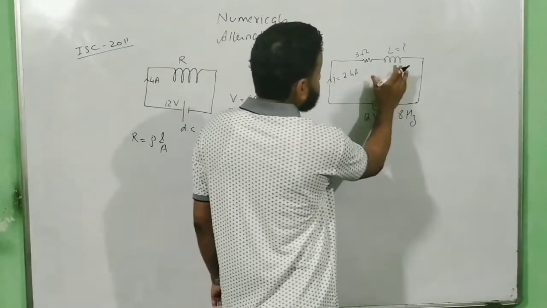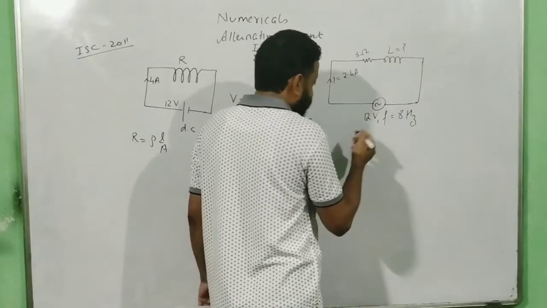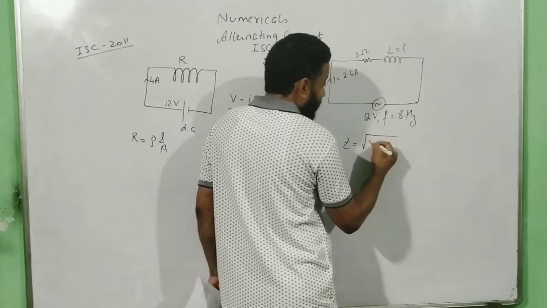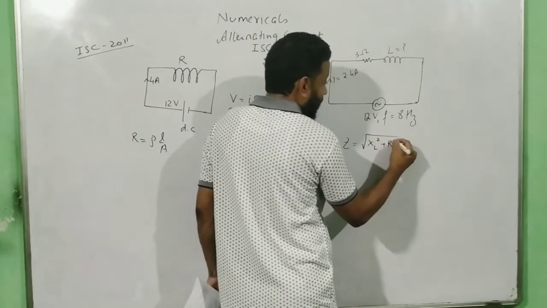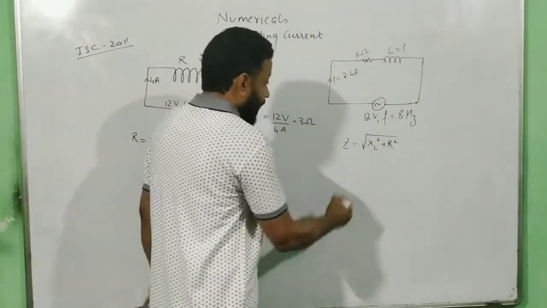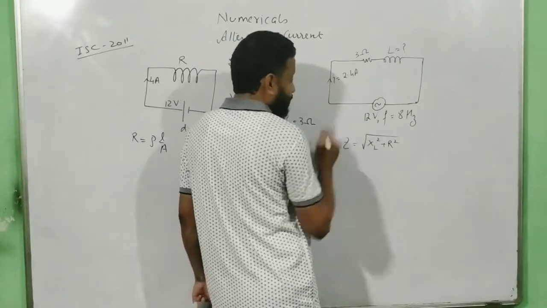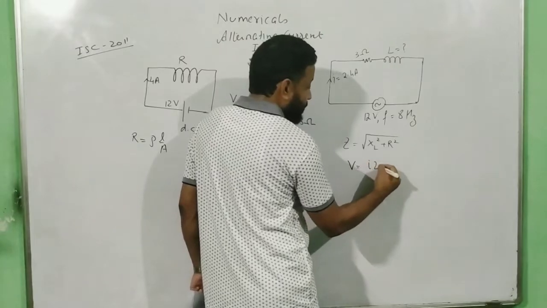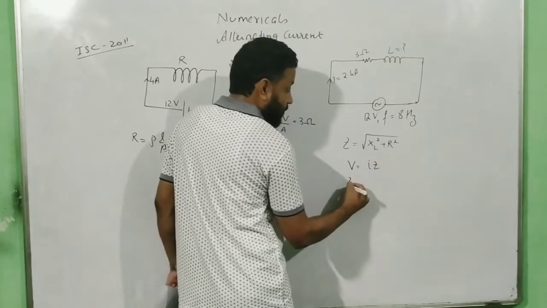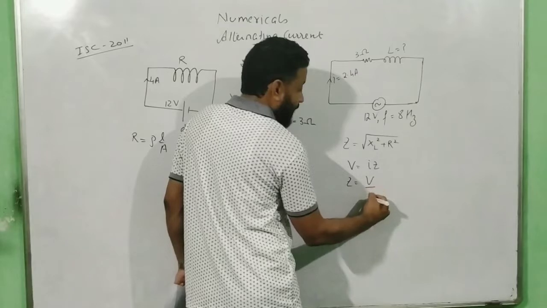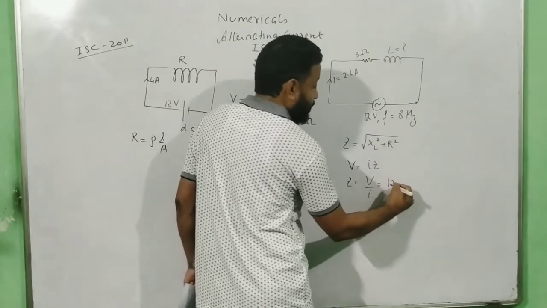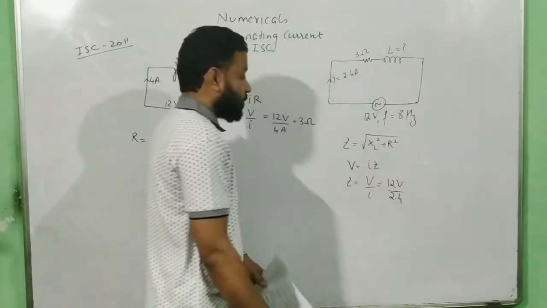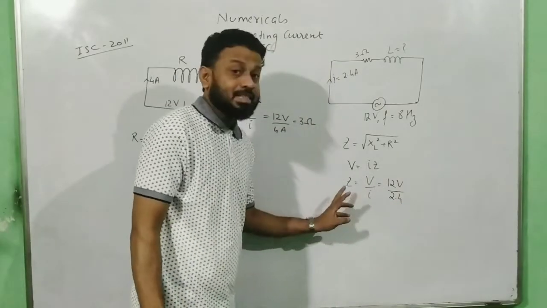Now this is nothing but an LR circuit. So in an LR circuit, what is the value of impedance? The value of impedance is root over of XL square plus R square. And since it has 12 volt and the current is 2.4 ampere, I can write that V is equal to I times Z, so Z will be equal to V by I, and V is 12 volt divided by I, which is 2.4. So from here you will get the value of Z.